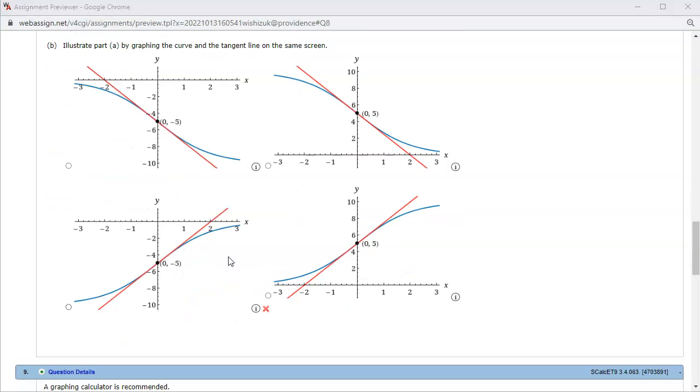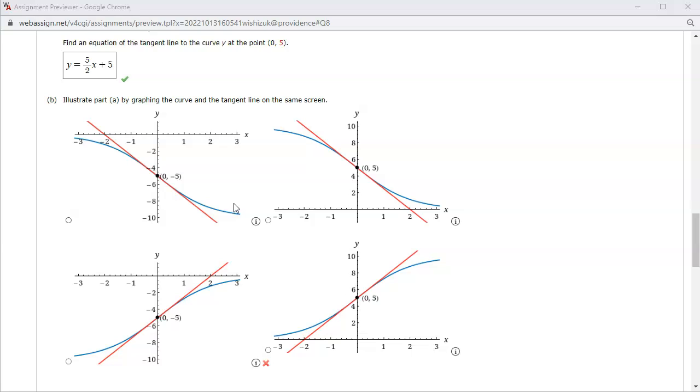Part B is just finding the correct picture. The y-intercept is 5, so we can eliminate the first one. And then we can eliminate this one. So it's going to be either the second one or the fourth picture. But the slope is 5/2, which is positive, so the tangent line should be going up like this. So we know that the fourth one is the correct picture.